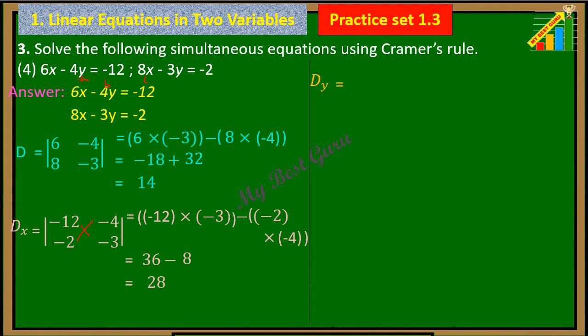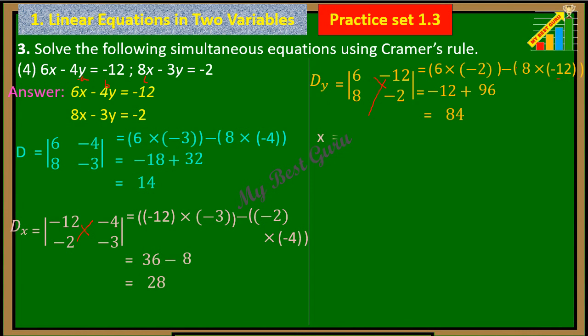Now for Dy. So Dy is equal to A and C. So the coefficients of A are 6 and 8, and for C is minus 12 and minus 2. Now cross multiply that. So 6 multiply with minus 2 minus 8 multiply with minus 12. So 6 multiply with minus 2 is minus 12. This minus and this minus will become plus. 8 multiply with 12 is 96. So minus 12 plus 96 is 84, and the sign of the number is positive. So it is positive 84.